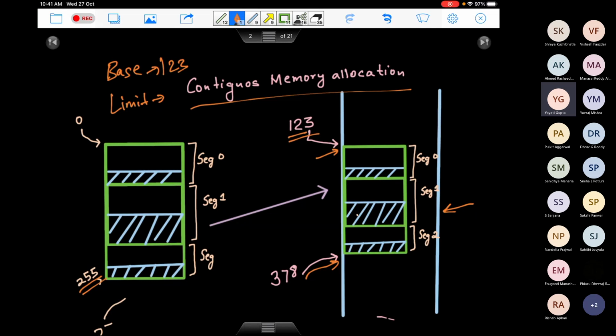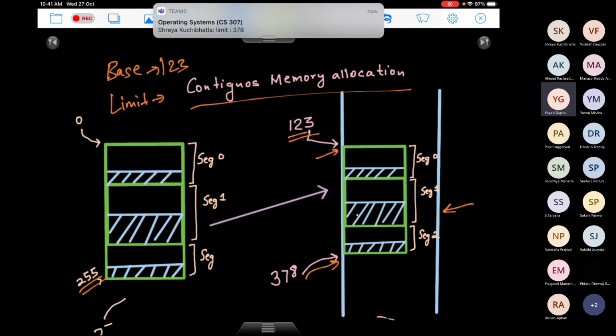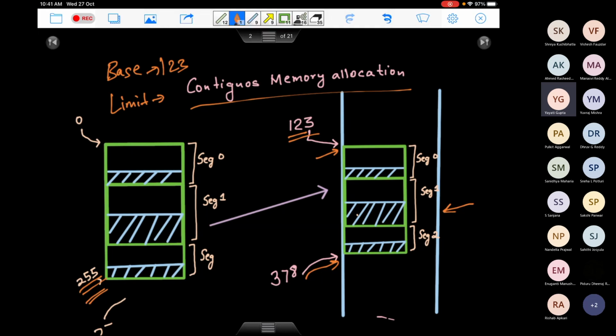And what's going to be the limit register's value? The total allowable range of virtual addresses by this process. This process has virtual addresses from 0 to 255, and it should not go beyond that. So in this case, the limit register value will be 255. In case this process generates a virtual address which is out of this range of 255, there will be a trap. Otherwise, whatever virtual address is generated will be added to this base register 123 and you will get your physical address. So this was the idea.